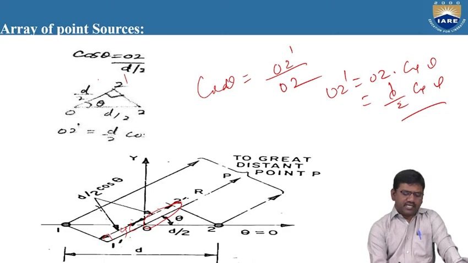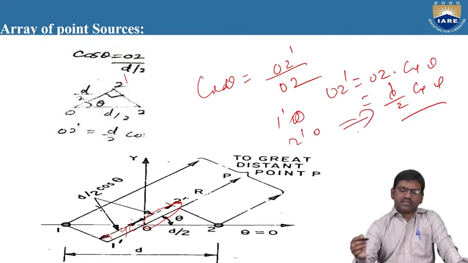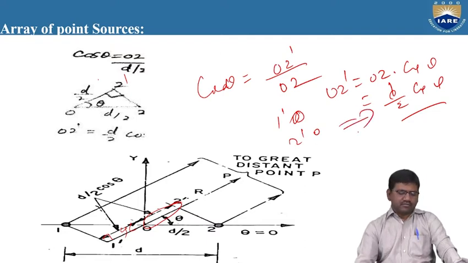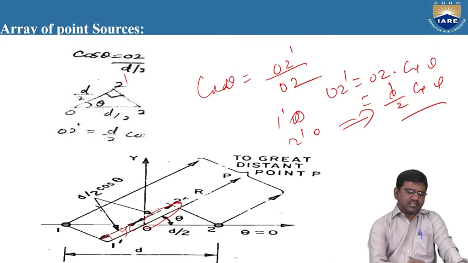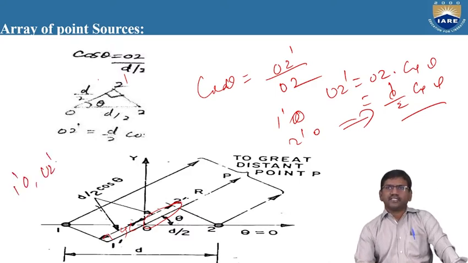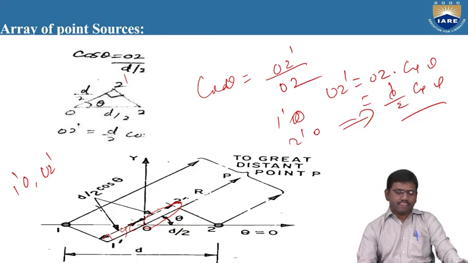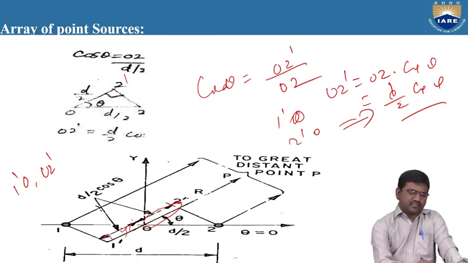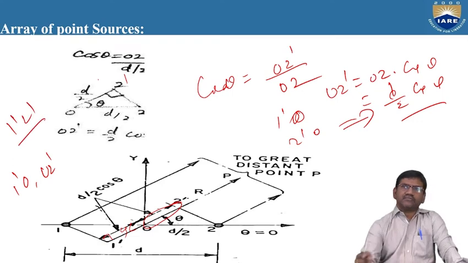So here 1 dash O and 2 dash O is equal to d by 2 cos theta. Right? So 1 dash O and O2 dash are the same distance, that is d by 2 cos theta. So this is the path difference. So 1 dash 2 dash is the path difference.